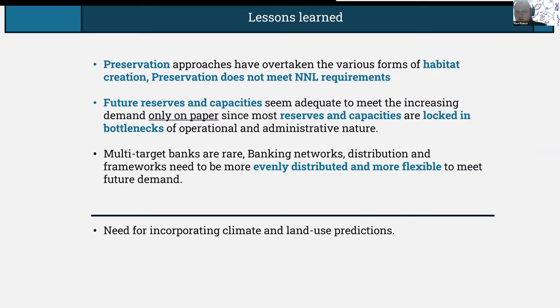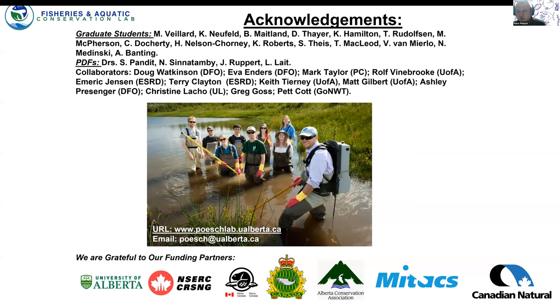And this is a big red herring or elephant in the room for us: if we're preserving things in perpetuity, the issue of dramatic change through climate and land use predictions may not mean that those banks that we have today will reflect the areas that we want to preserve into the future. So hopefully that has provided you with some context into some of the research that we've been up to and given you some food for thought on the lessons we've learned for offsetting and habitat banking.